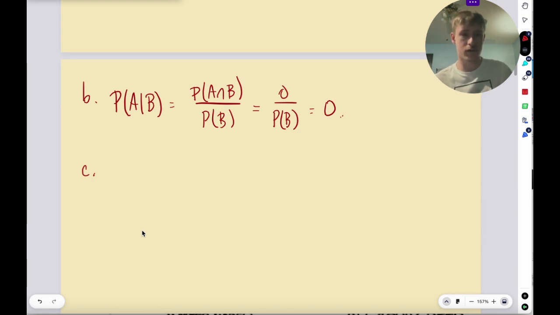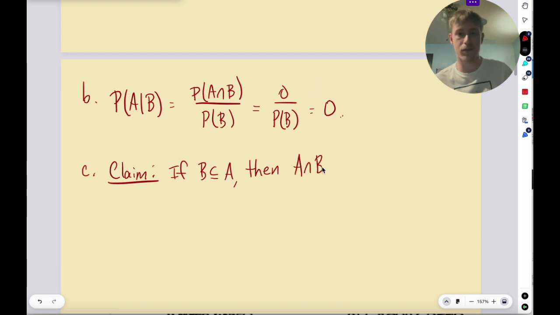Okay, but first, a little claim. The claim is, if B is a subset of A, then A intersect B has to be B. I mean, just think about it. If you have a set inside another set, then if you intersect those two, well, the only overlap is just going to be this smaller set. Okay, but I'm going to leave that as an exercise for you to prove that. Just a little basic exercise in set theory.